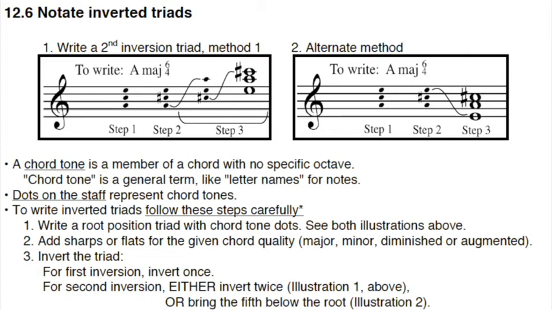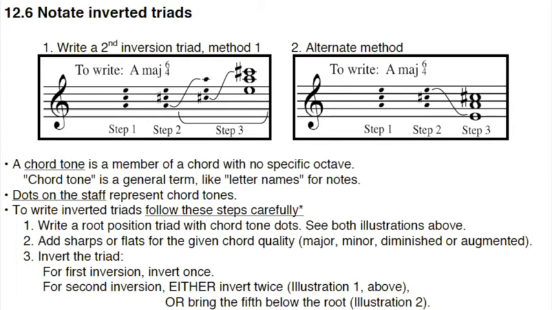So if you look at the alternative method, which is number 2, you'll see we have A, C sharp, E, step 2. And all you need to do to get to second inversion is move the fifth down an octave. Because in second inversion, the fifth becomes the bottom of the chord. So move the fifth down an octave. And that's all you need to do.